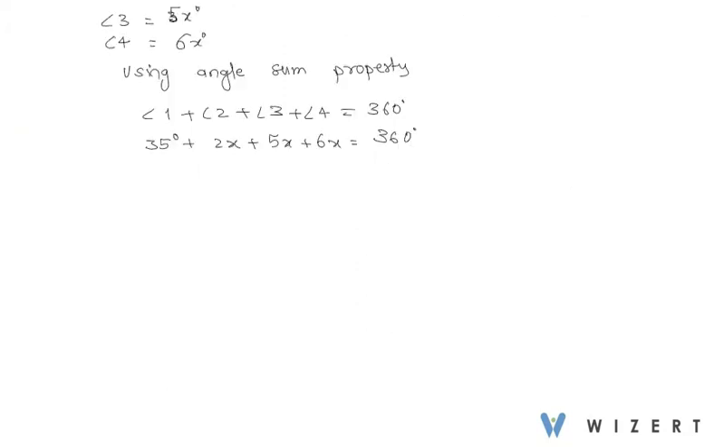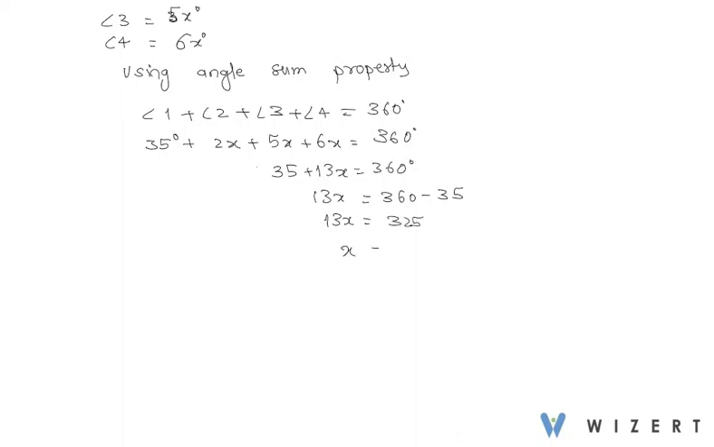Now what do we have here? We have 2x plus 5x is 7x, 7x plus 6x is 13x. So we get 35 plus 13x equal to 360 degrees. Taking 35 over to the other side, we get 13x equal to 360 minus 35. So we get 13x equal to 325.